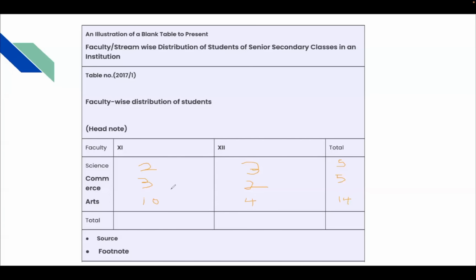So let's now do the total based on each section. We have 2 plus 3 plus 10, that's 15 males in the whole school. Then 3 plus 2, which is 5, plus 4, this is 9. So we have 9 females in total in the whole school. So 15 plus 9 is what? 24. So in total, we have 24.